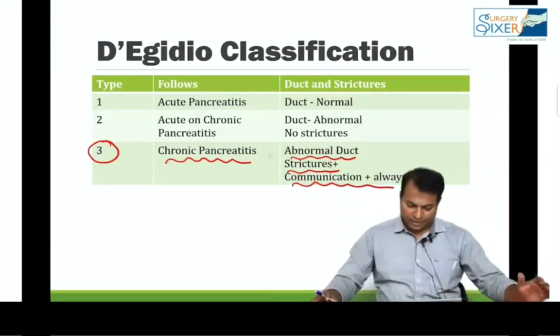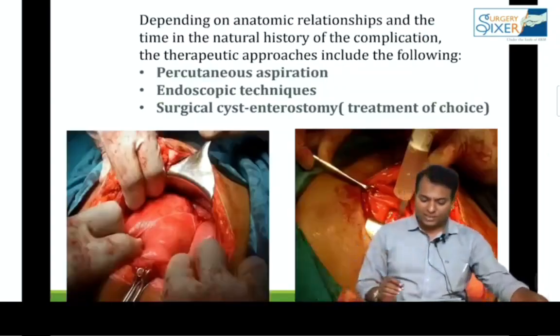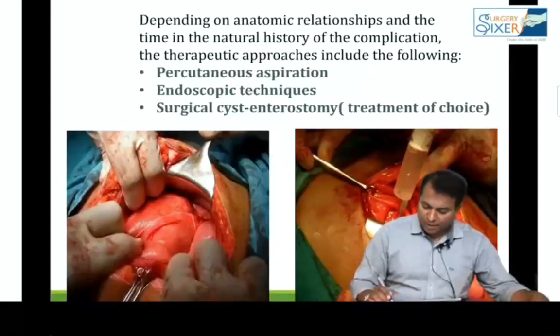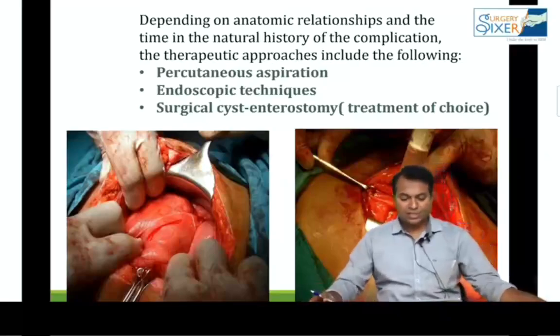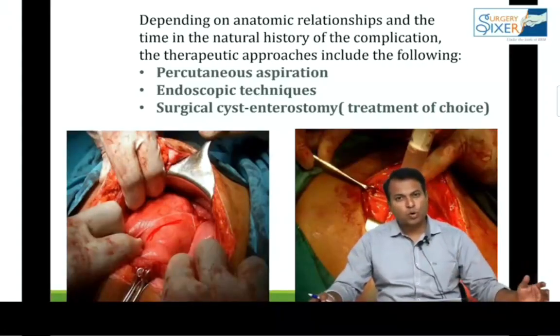Abnormal duct stricture communication is known as DGO. So this is a picture showing you a cystogastrostomy being done by me. The cyst is being compressed, the anterior wall is opened, and through the posterior wall I am going to drain the cyst into the stomach. So this is a surgical cystogastrostomy. This can be done by laparoscopy or by endoscopy also.